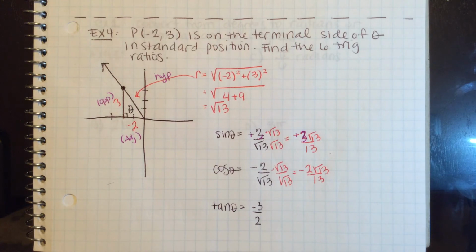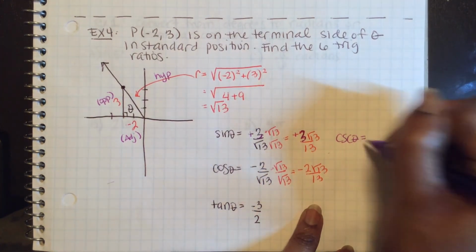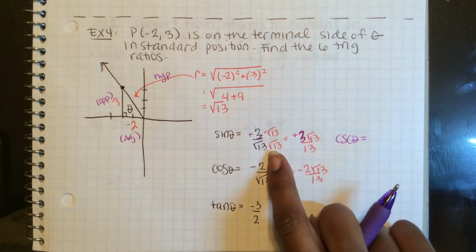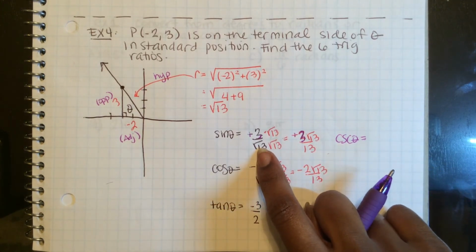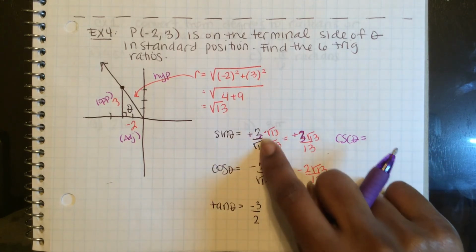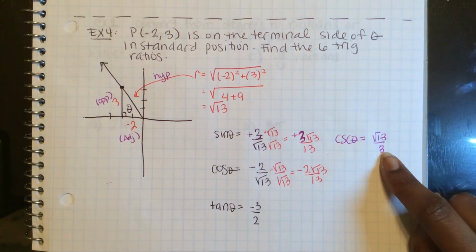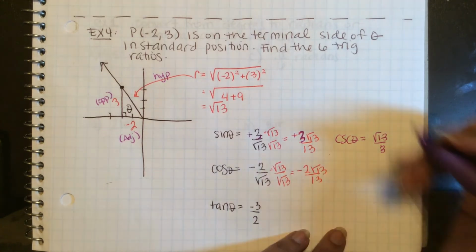So now doing my reciprocals, cosecant theta is the reciprocal of sine. So now remember, we always want our denominator to be a whole number. So instead of flipping this one, I'm going to flip my original one. Square root of 13 over 3. Now I don't need to rationalize my denominator like I would if I would have flipped to this one.